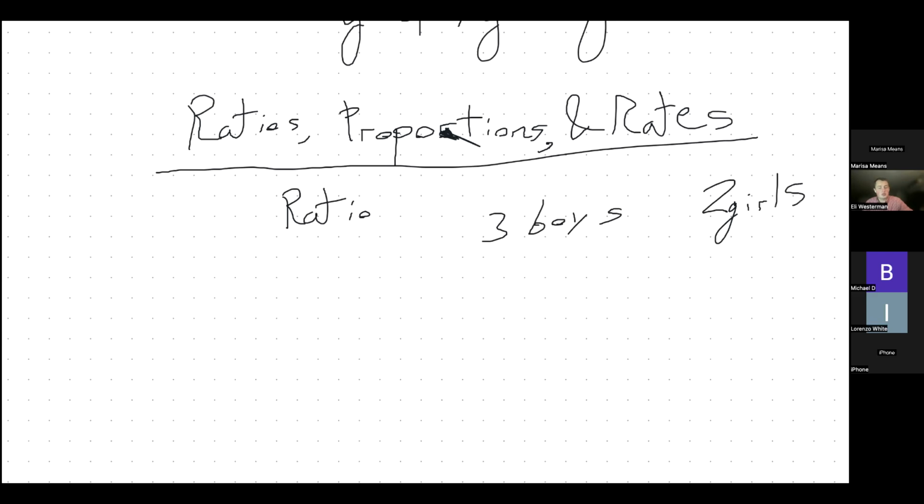How do we write ratios? We can either write it with a colon like that. That's called a colon when you have 2 dots, or we can write it as a fraction. So 3 boys to 2 girls, 3 to 2.